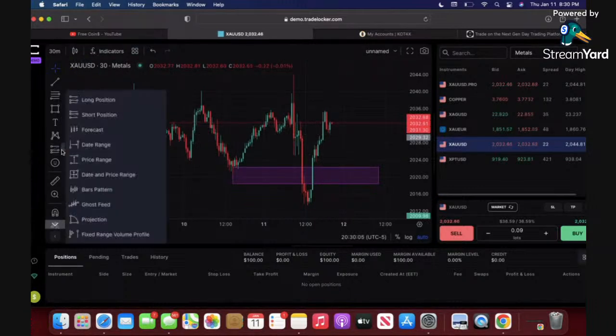This right here is where you'll go to find if you're going to go long or short. So I know people don't know what these are. Going long is the same as buying, and going short is the same as selling.